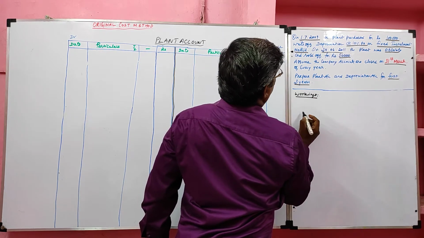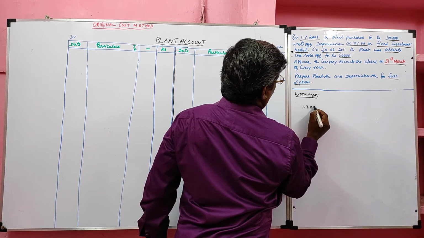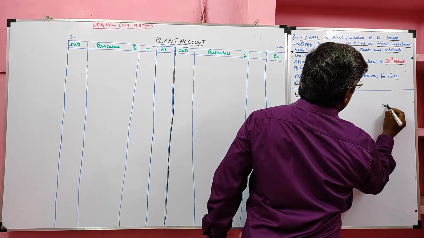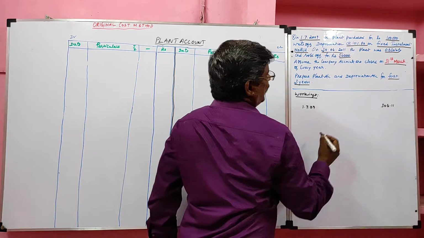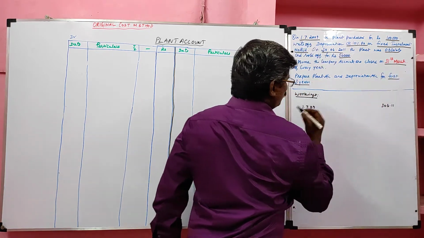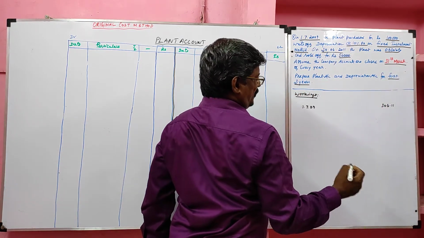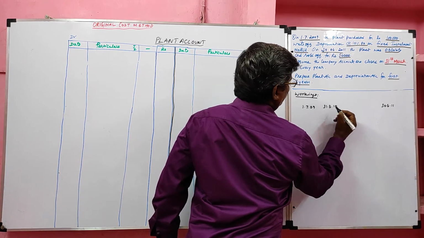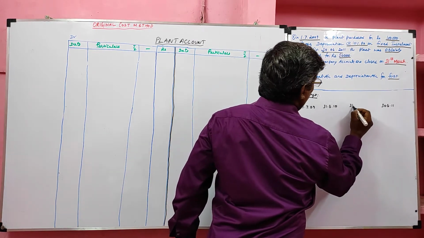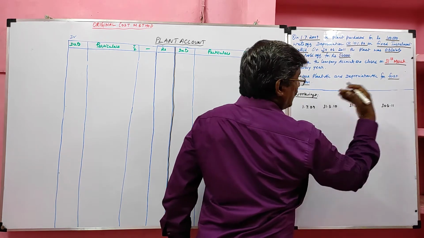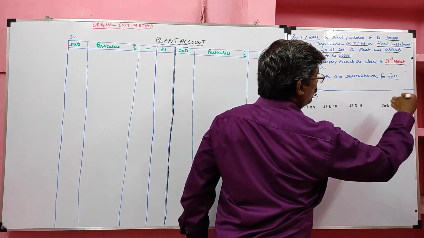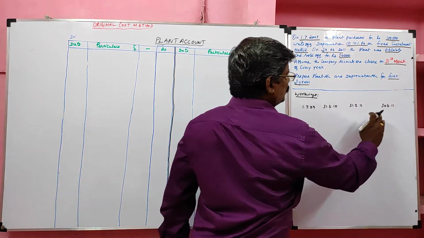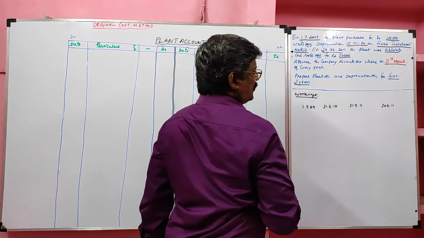The plant was purchased on 1/7/2009. The sold date is also given, 30th June 2011. The period ends 31st March, so every year it ends on 31st March. So first year ends 31/3/2010. Second year ends 31/3/2011. Third year ends 31/3/2012. Before that they sold. So we have to prepare accounts up to 30th June 2011.